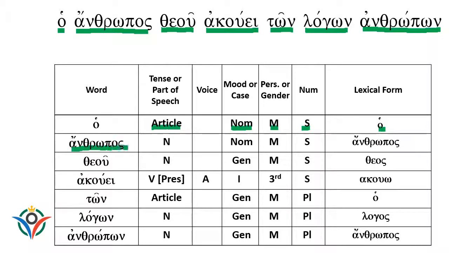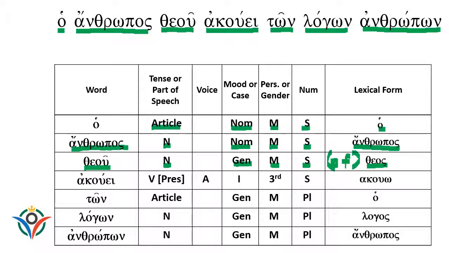Then we have anthropos. That is a noun. Now, remember the rule. The article will always agree with the noun that it's modifying in gender, number, and case. So is that true? Well, I've given you the information for the article, so we know that the noun would have the same information. So it'll also be nominative, masculine, singular. Lexical form is anthropos. So that means the man. Then we have theou. It's a noun. It's in the genitive case, masculine, singular. Lexical form theos. That means God. In the English, we want to convey the possessive idea, so we add the word of. So we have the man of God.